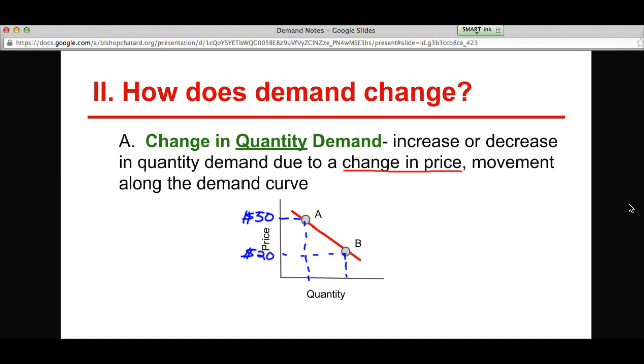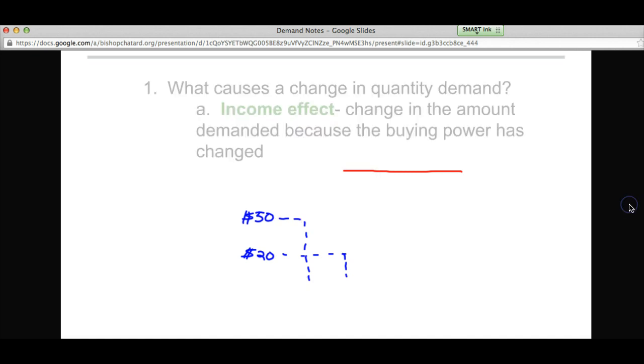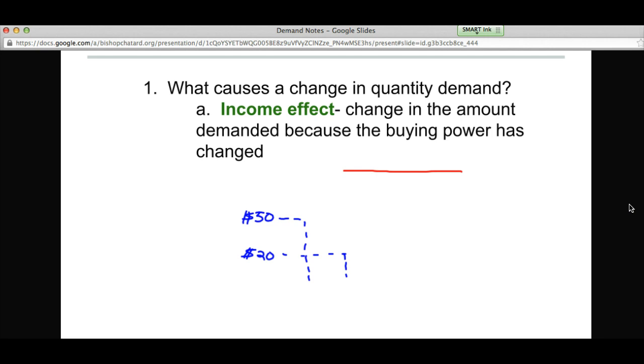Okay, now, this is only a result of a change in price. If we change anything else, it's going to cause something else to change. Okay. I have to erase my notes.